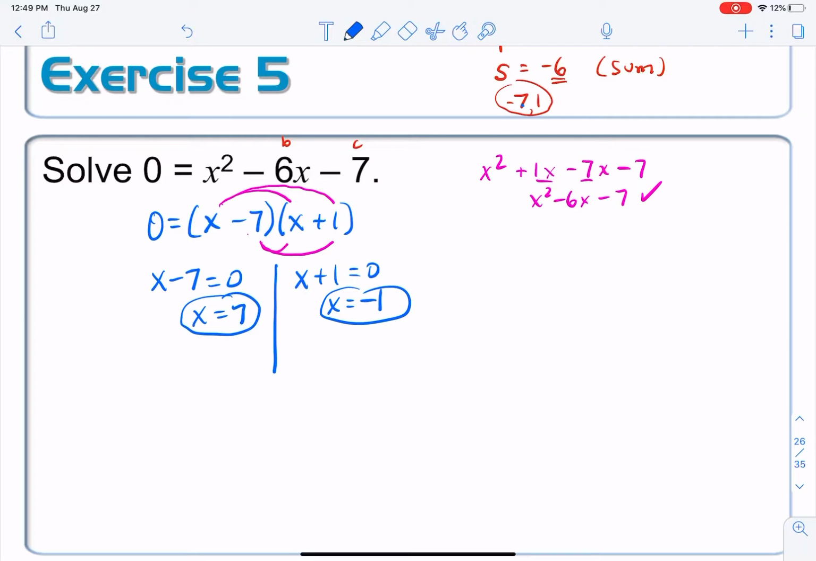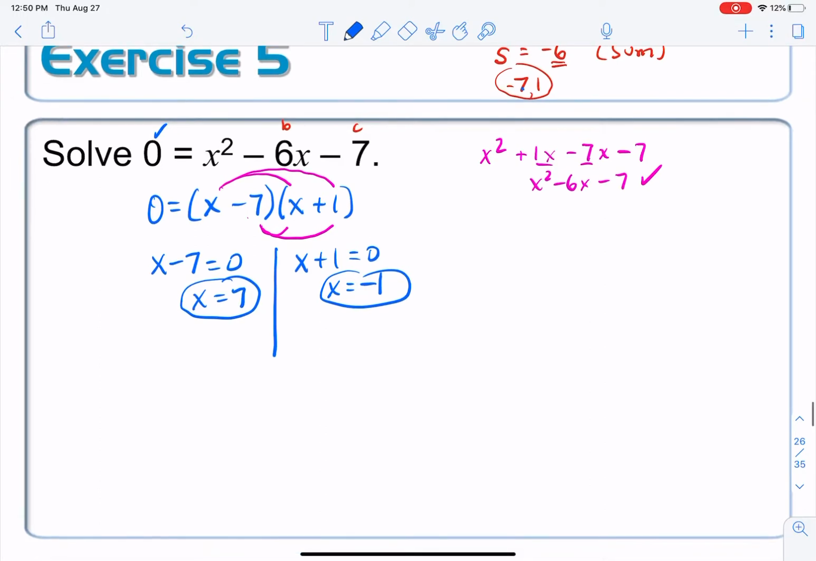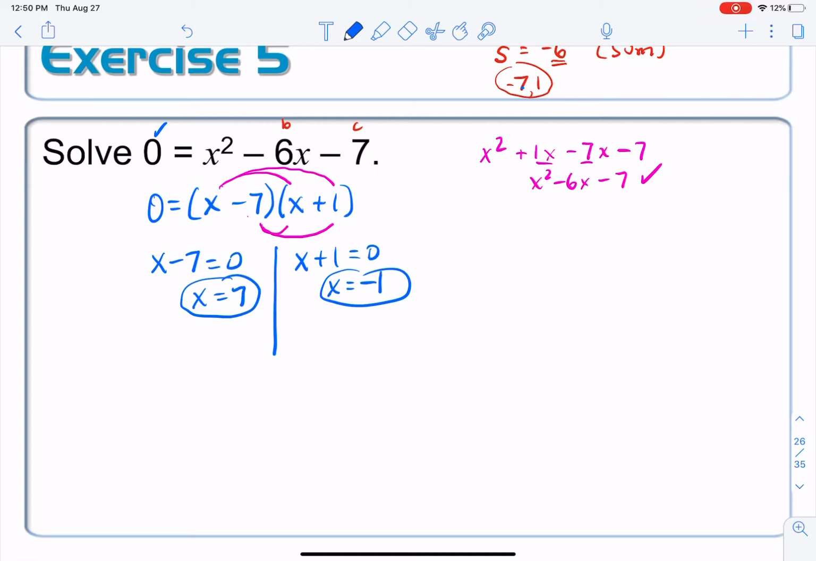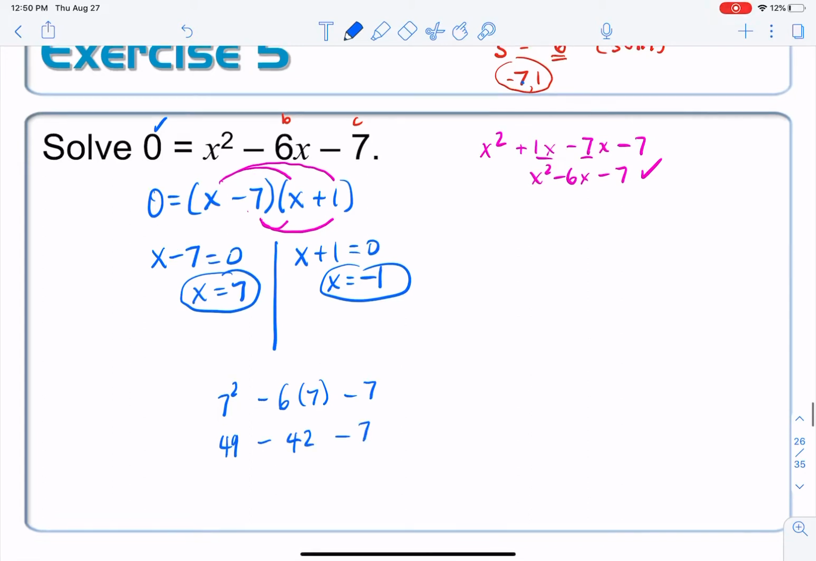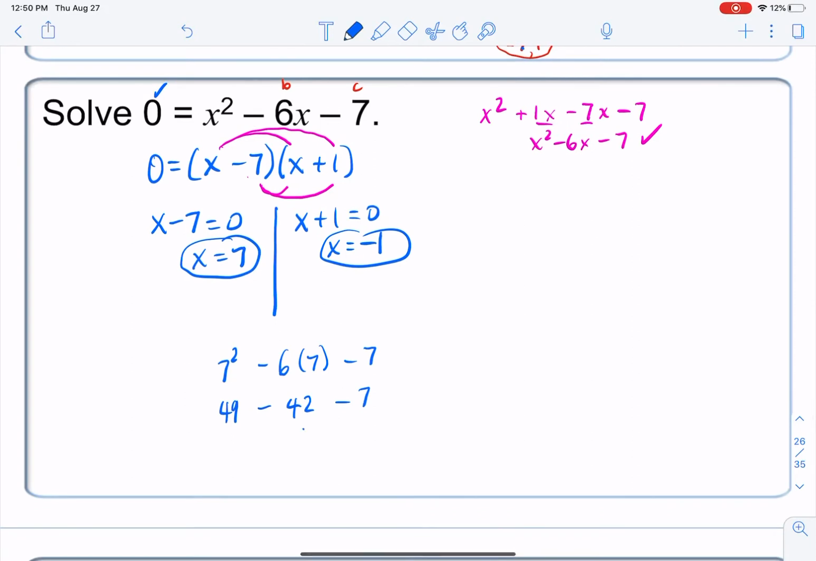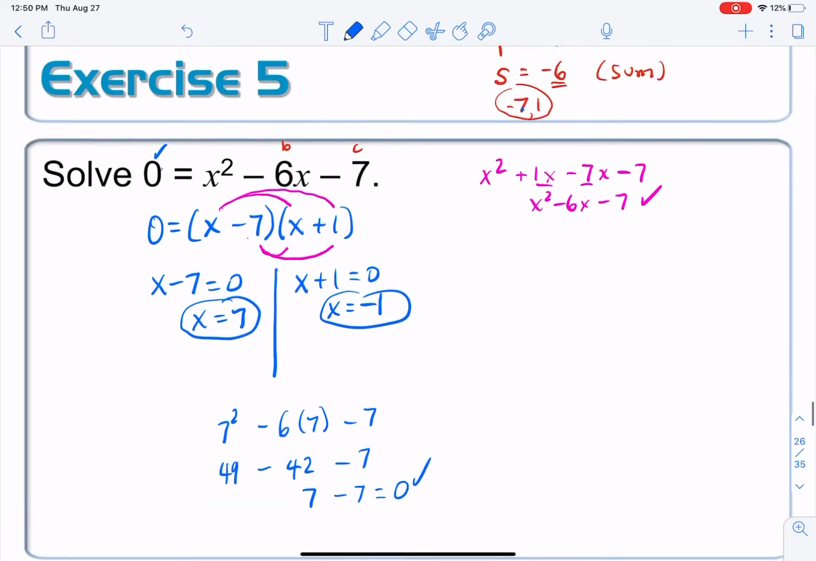Either one of these, when I stick that into the equation, should make it equal to 0, right? I'm going to test one of these things out. Let's pick the 7. If I take 7 squared minus 6 times 7 minus 7, 7 squared is 49, minus 6 times 7, which is 42, minus 7. Now do these just in order. 49 minus 42 gives us a positive 7, minus 7 gives us 0. It's equal to 0, it definitely checks out. The negative 1 would check out as well, okay?